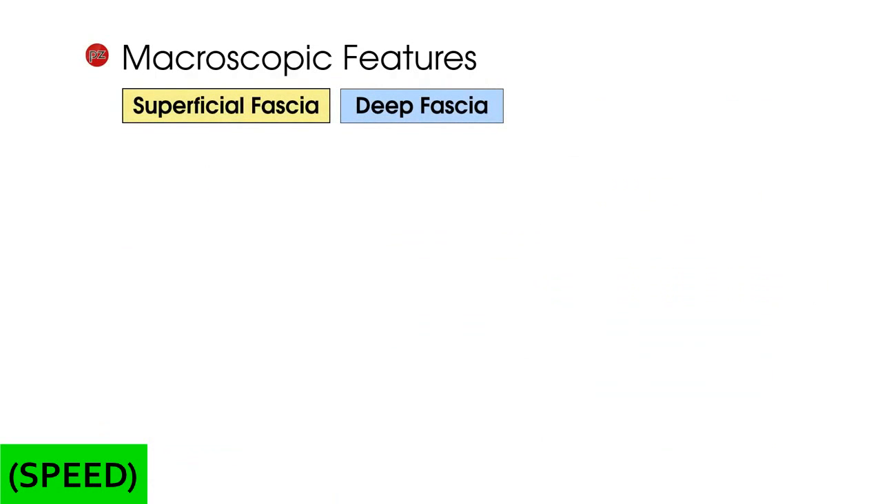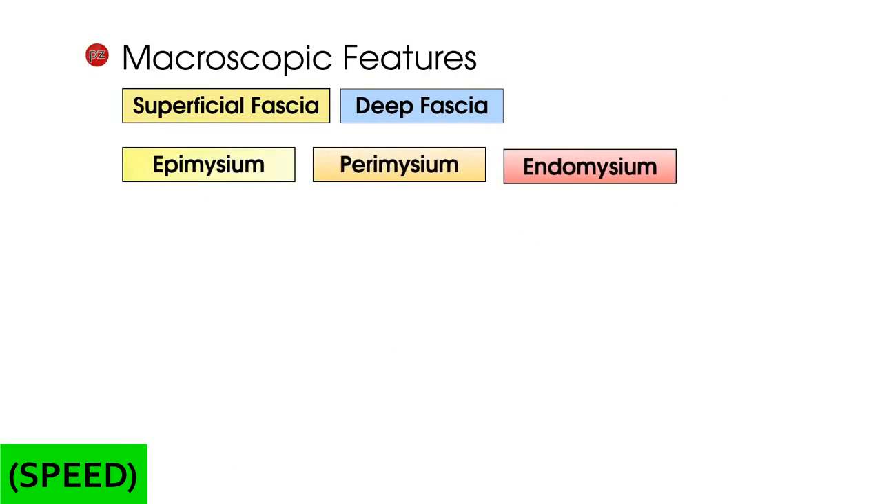So that's everything that I wanted to go through on this episode. And so let's just recap what we've gone through. We've looked at superficial and deep fascia. And then we've looked at those 3 connective tissue layers, the epimysium around the muscle, the perimysium wrapping it into fascicles, and the endomysium around the muscle fibers.